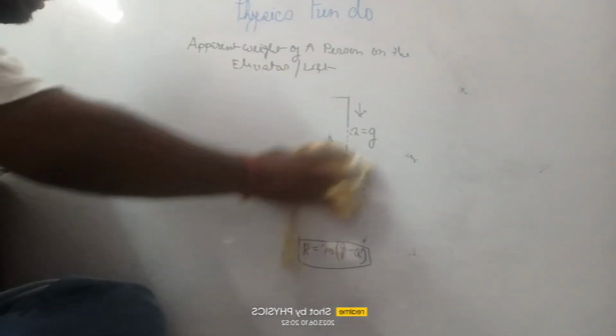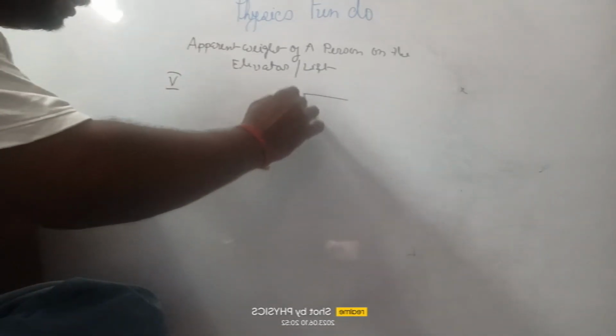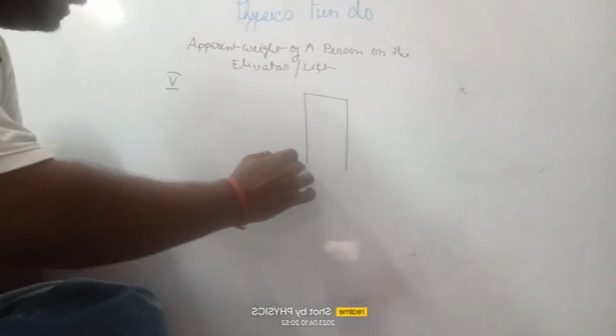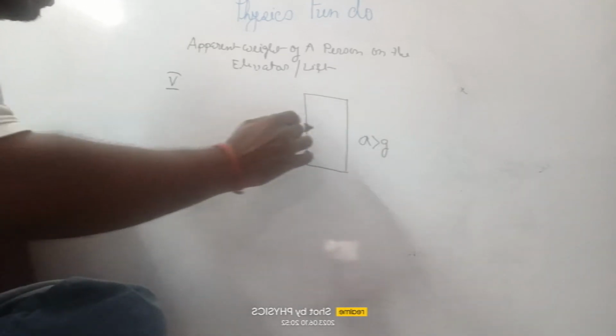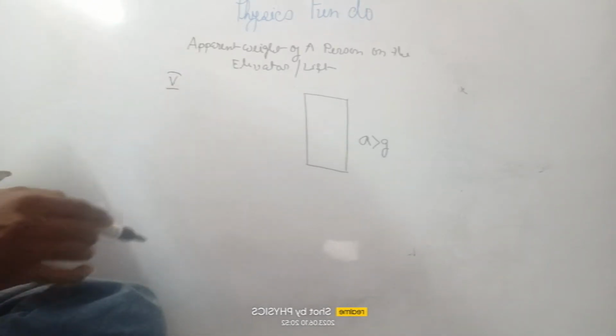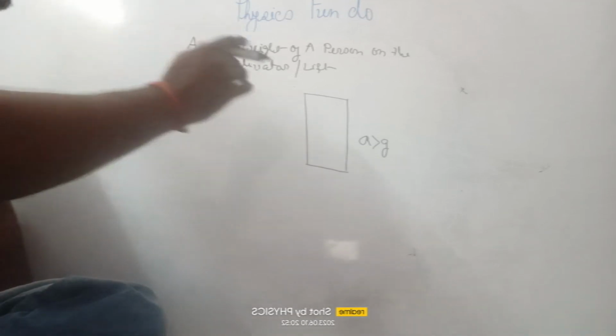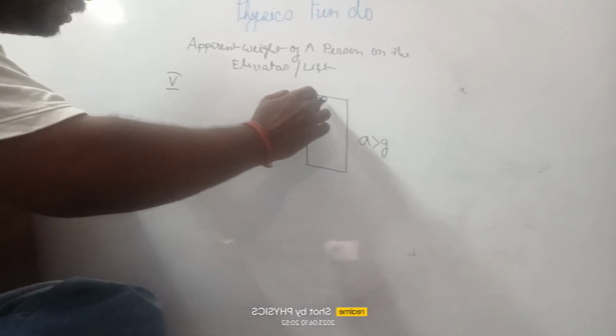Now let's move to the fifth case. Lift is moving in the downward direction, but acceleration of it is greater than g. So the person standing on the floor of the lift will certainly leave the floor and his head will touch the roof of the lift, just like that.